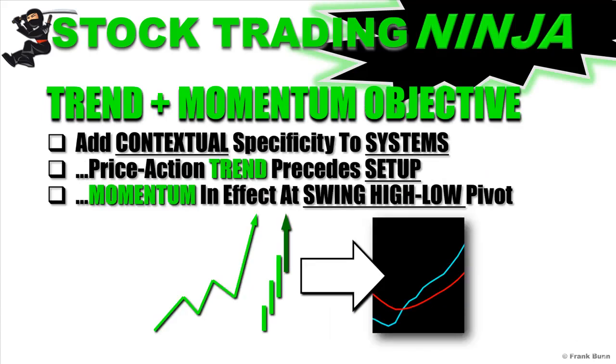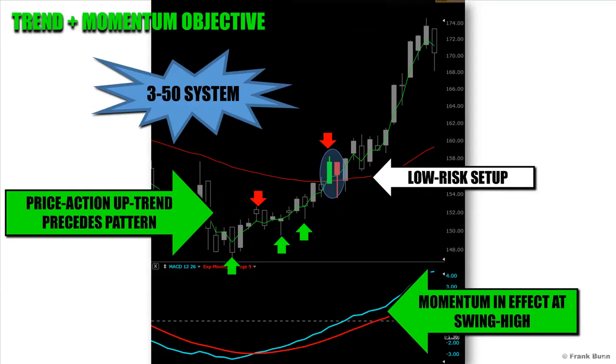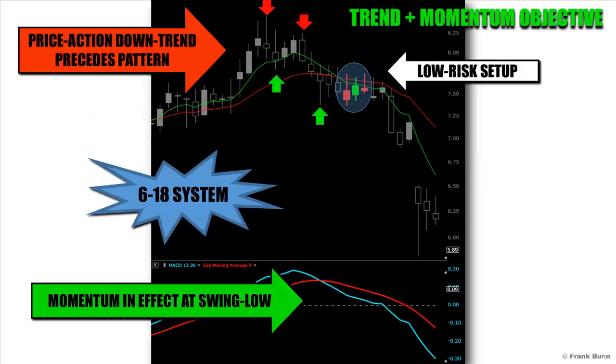The trend and momentum objective is to add contextual specificity to systems, ensuring that your price action trend precedes the setup and that momentum is in effect at the swing high-low pivot. Here's an example of the trend and momentum objective on a 350 EMA system. To the left, we see that there is a specific price action uptrend which precedes the pattern into the low-risk setup. Also note that strong momentum is in effect at the swing high evolution.